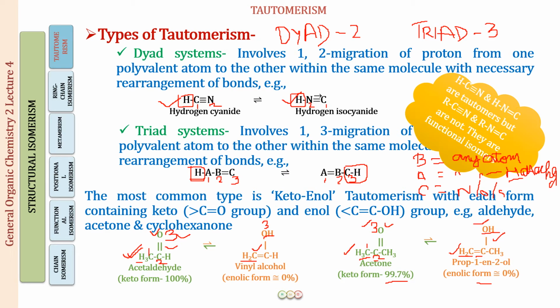Now, before we move on, just one thing: do remember that HCN and HNC, that is hydrogen cyanide and hydrogen isocyanide, are tautomers of each other. But if we talk about their alkyl derivatives, RCN and RNC, they are not tautomers of each other. They are simply functional isomers. They do not exist in an equilibrium with one another. They form independent series. So the alkyl derivatives of hydrogen cyanide and of hydrogen isocyanide are functional isomers, not tautomers. Just remember this.